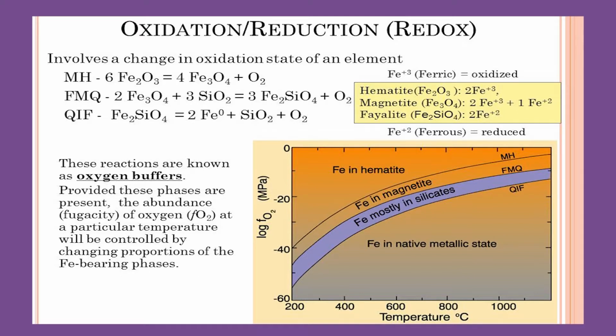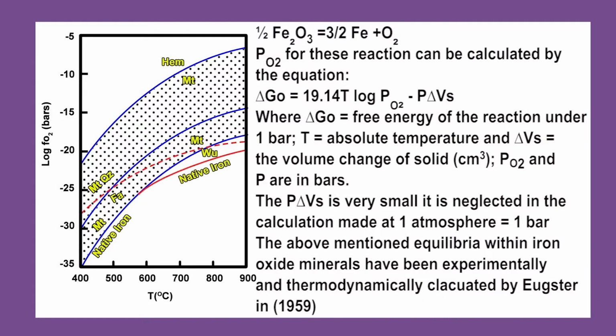These are related by the following reactions: 6 Fe2O3 gives rise to 4 Fe3O4 plus O2, that is hematite gives rise to magnetite plus oxygen. 2 Fe3O4 gives rise to 6 FeO plus O2, that is magnetite gives rise to wüstite plus oxygen. 2 FeO gives rise to 2 Fe plus O2, that is iron oxide gives rise to iron plus oxygen. 1.5 Fe2O3 gives rise to 3.5 FeO plus O2.